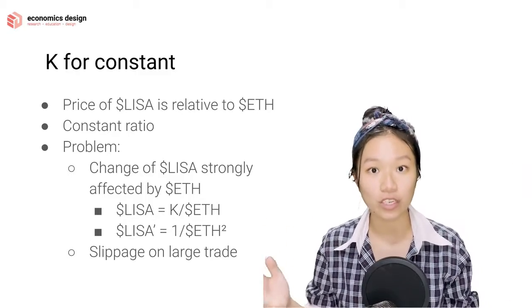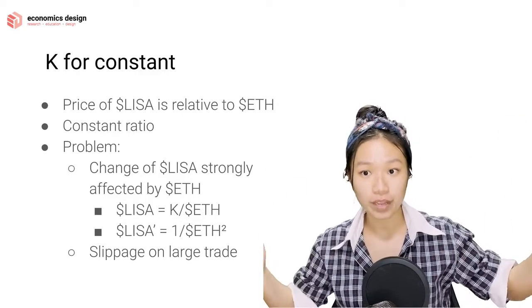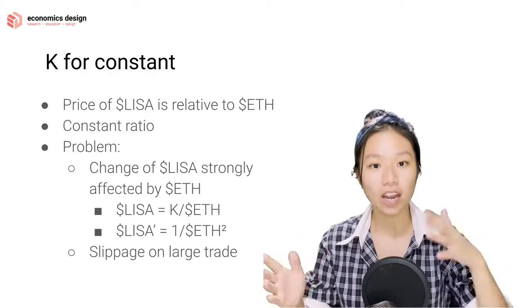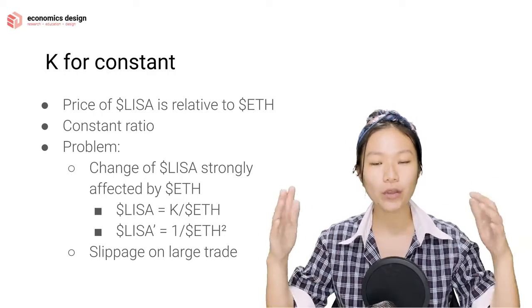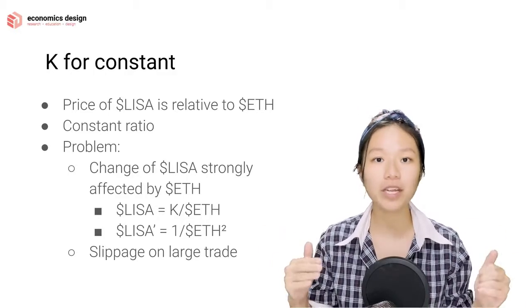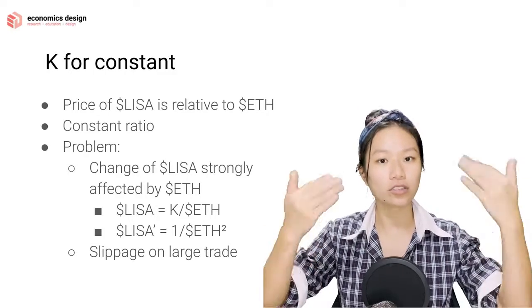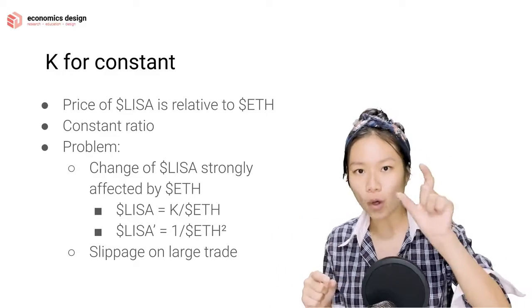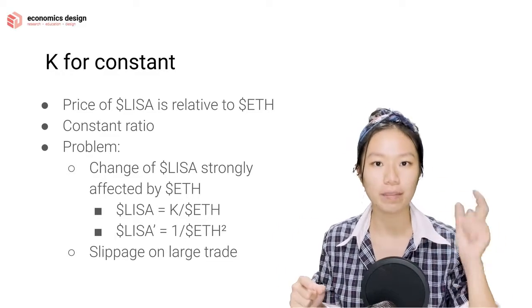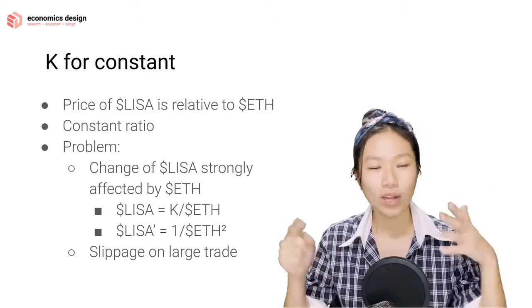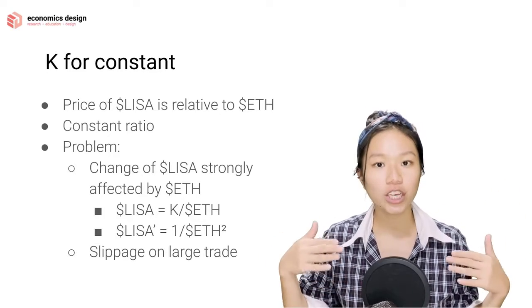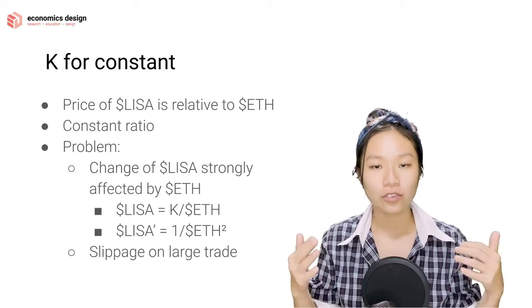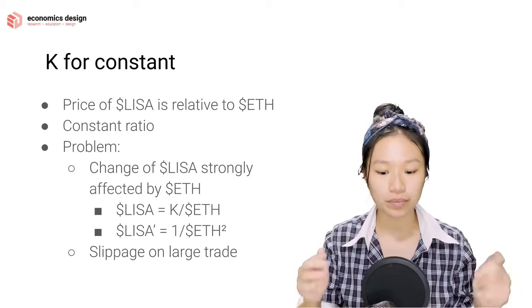Because in a large trade, your change in ETH is larger, square it, and then the change in Lisa will be much larger. And that large change is where you have your large slippage. Slippage is the difference between the amount you're supposed to receive versus the amount you actually receive. So for a small amount of tokens, the change is small, right? Because if your change is 1, 1 squared is still 1. But if your change is 10, 10 squared is 100.